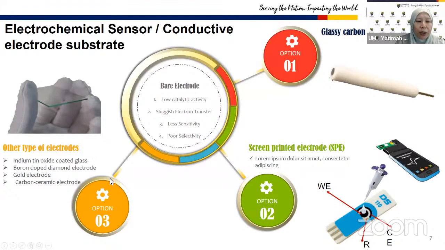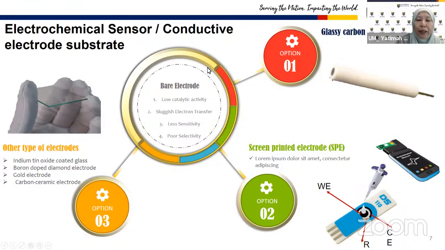And finally, the third option, where we have different types of electrode. For example, ITO, which we call indium tin oxide coated glass electrode. This one is very much used in the laboratory. We have a boron doped diamond electrode, gold electrode, carbon ceramic electrode and whatnot. You can have different geometrical shapes, either a plate, a rod, or a sphere and so on. It depends on your application, because at the end of the day, when you study the current, you want to see the surface area that is being used to produce that much electrical current.